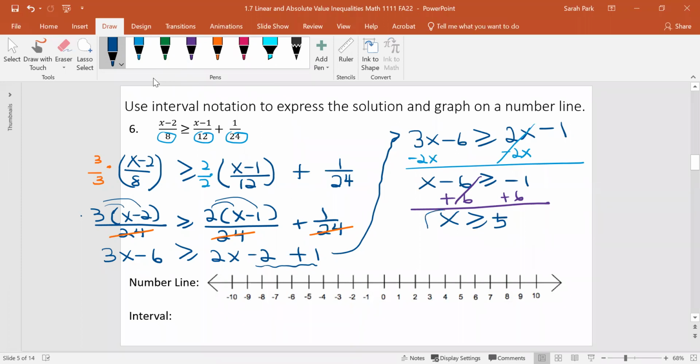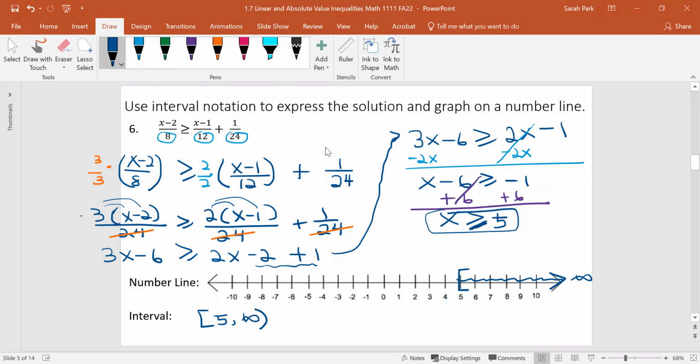So here's set builder notation. And now let's put that on the number line. Because it's greater than or equal to, we're going to go to 5 and then do a bracket. And because x is everything that's bigger than 5, we shade the numbers to the right, going towards positive infinity. So our interval is bracket 5 to infinity, parenthesis.